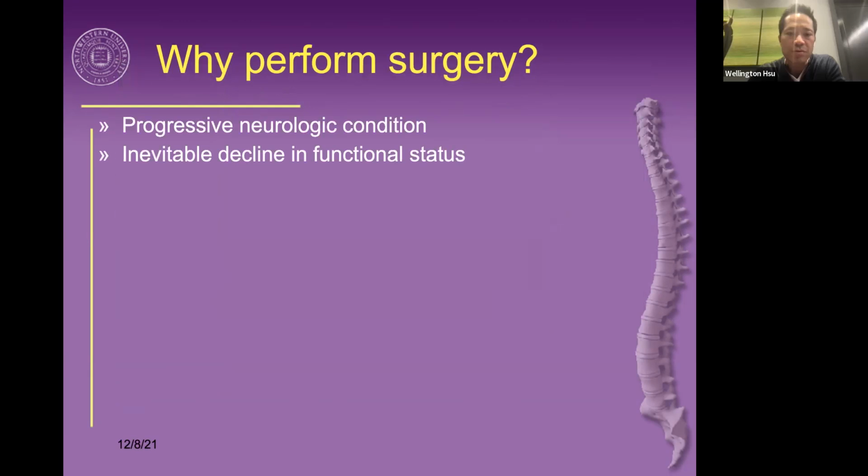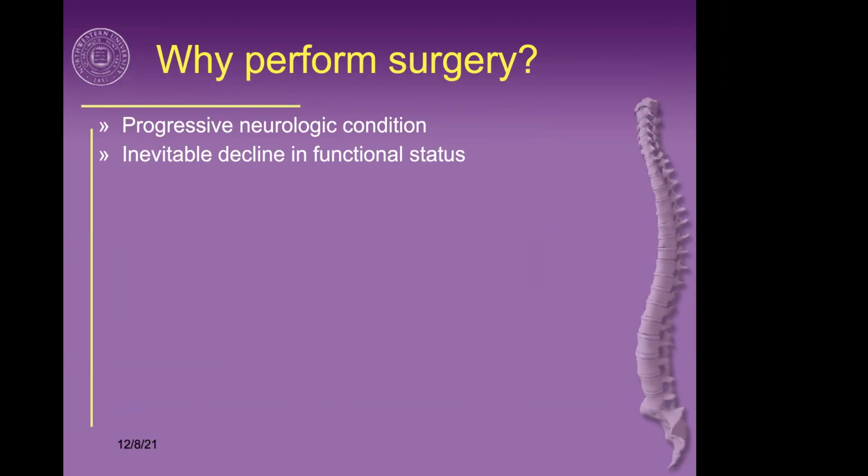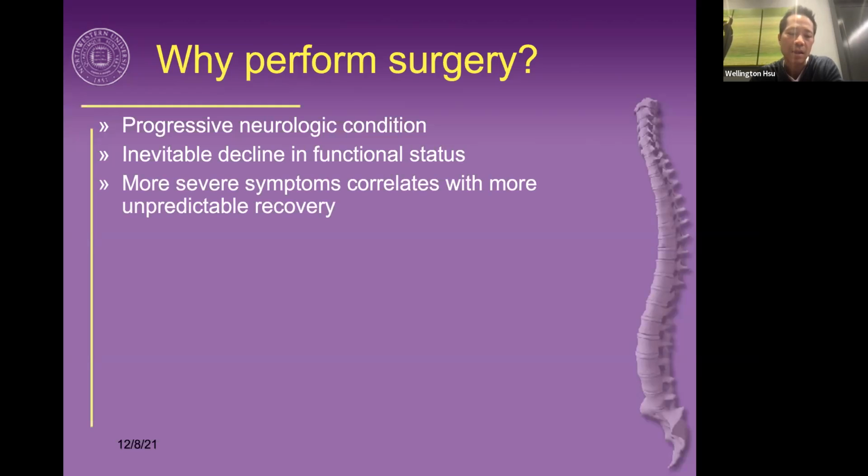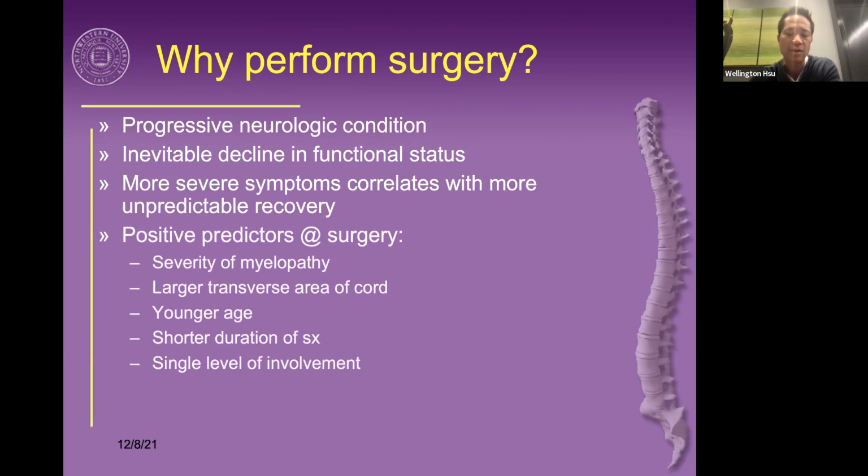So why do we perform surgery? Well, we perform it in the setting of a progressive neurologic condition in patients who have an inevitable decline in functional status. I would say that this is a very small percentage of the patients that we see with myelopathy. Those with more severe symptoms have a more unpredictable recovery. So we do tend to treat it early, but there's a balance because some people who have early and milder symptoms really don't want to have surgery, and we can certainly watch them.